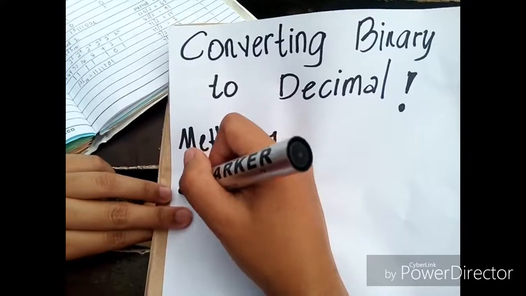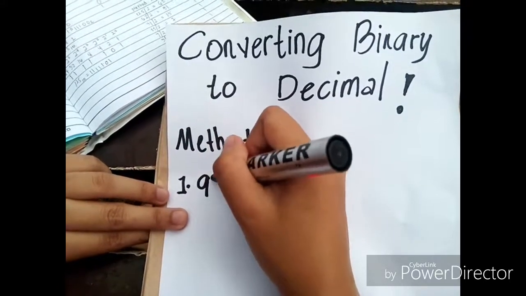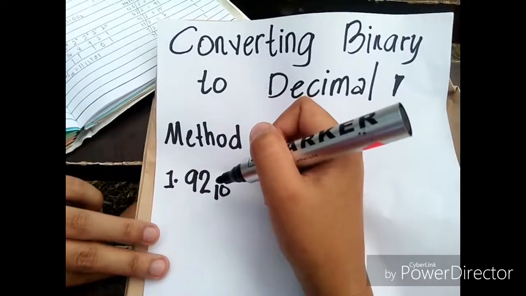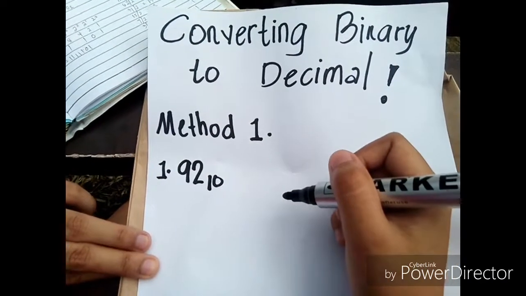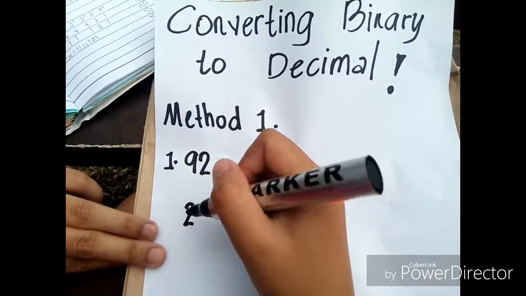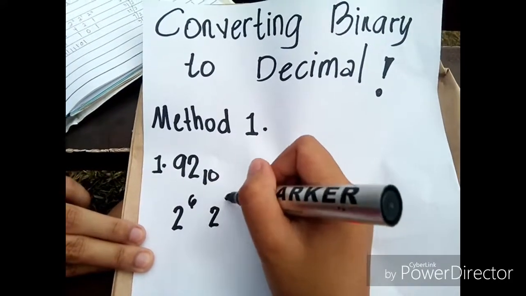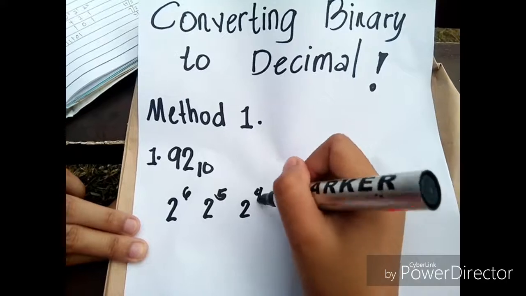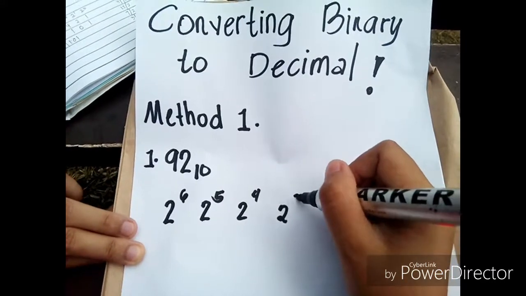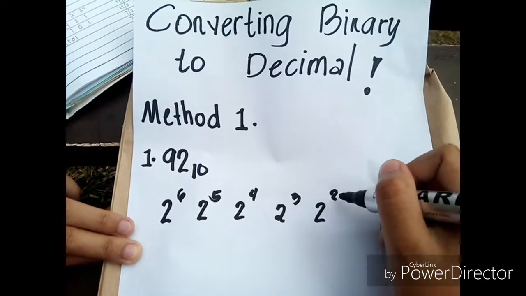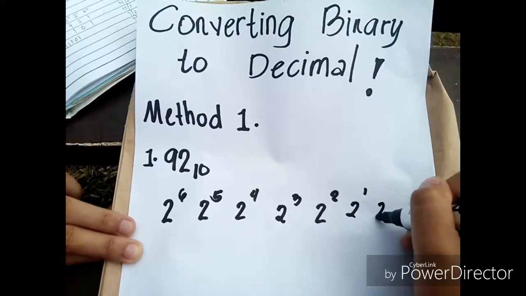Now that you know why computers use the binary system, it is time for you to try converting binary into decimal numbers. So let's now convert between binary and decimal. Method 1: the given is 92 base 10. The steps are the same as with the decimal numbers we were taught in elementary days. That's it: 2 to the power of 3, 2 to the power of 2, and 2 to the power of 1, which is 0.